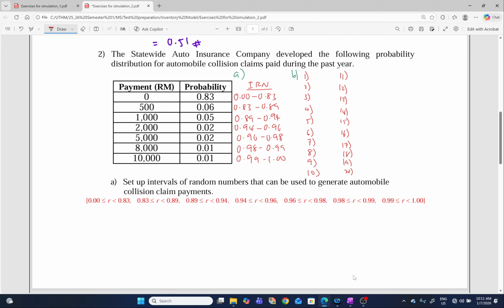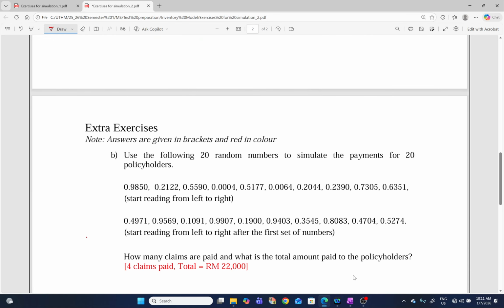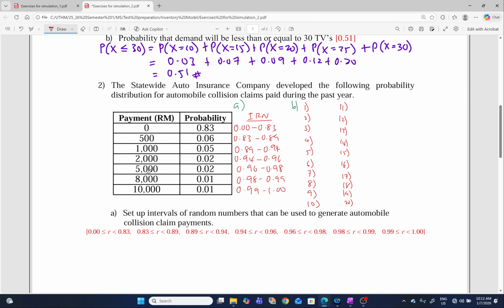Okay, once you get these intervals of random numbers, now what you have to do, B, is use the following 20 random numbers to simulate the payment for the policy holders. So berapa banyak dia orang claim untuk 20 policy holders. So first number apa? 0.9858. 0.9858 tu dekat mana? Dekat sini. So berapa dia punya bil ni? 8,000.